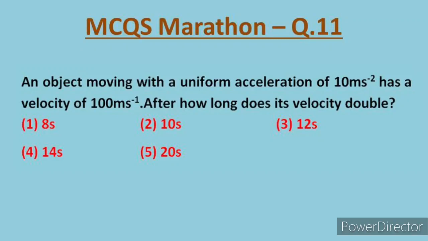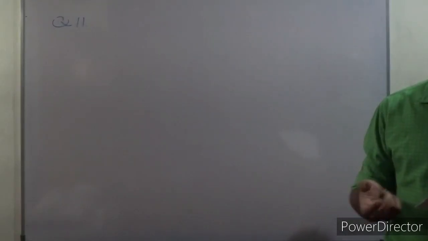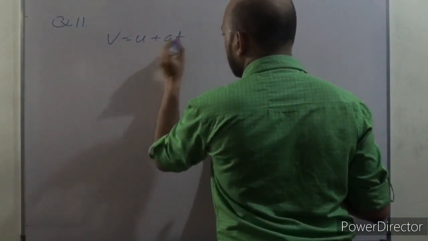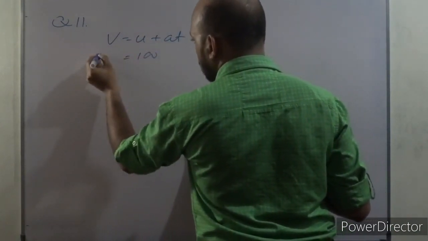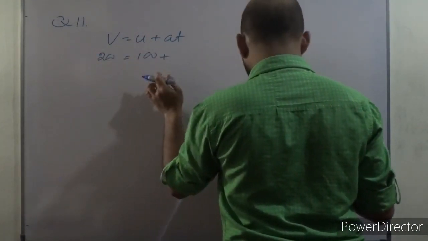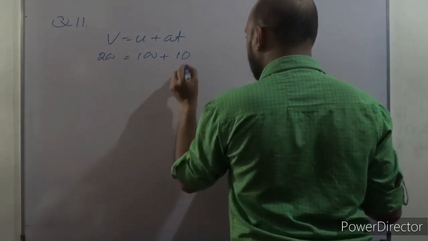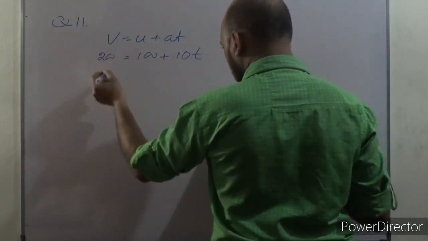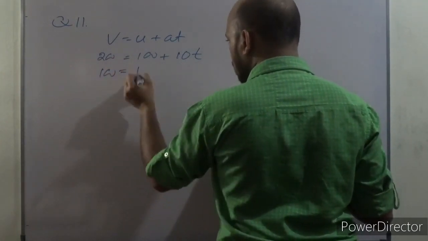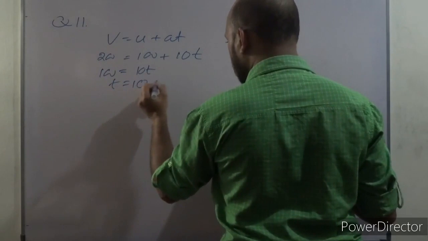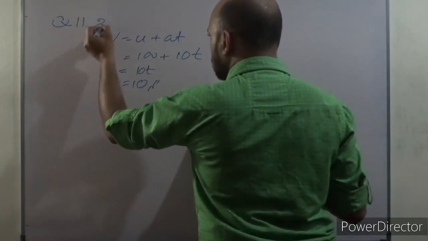Question number 11. An object moving with a uniform acceleration of 10 meters per second squared has a velocity of 10 meters per second. How long does it take for its velocity to double? Right. So here u is 10, now it is 20, double. Acceleration is 10. So the time taken: the difference is 10, divided by 10, so the time taken is 1 second. Answer 2.